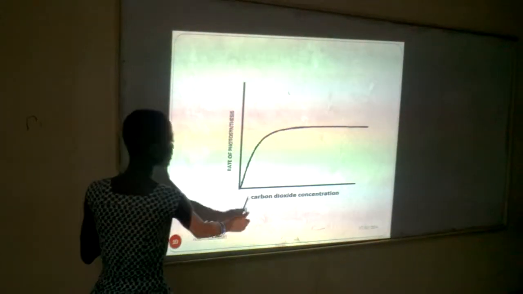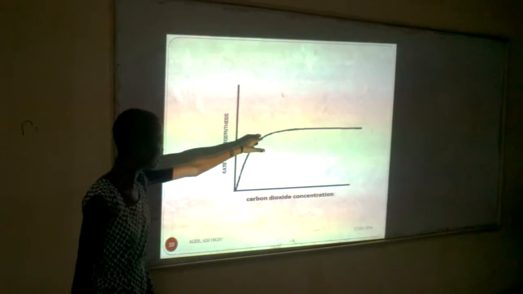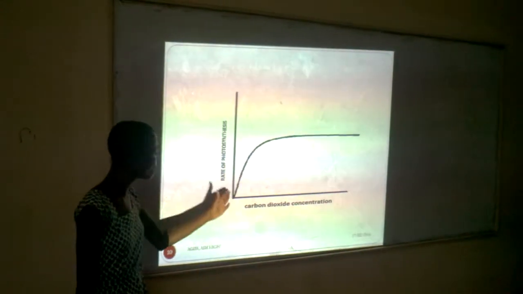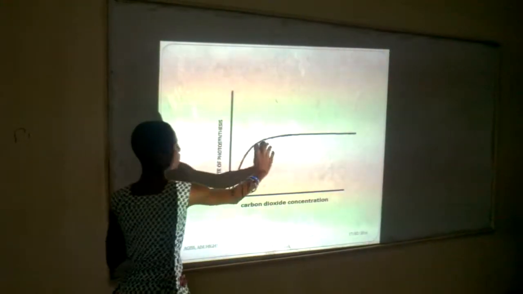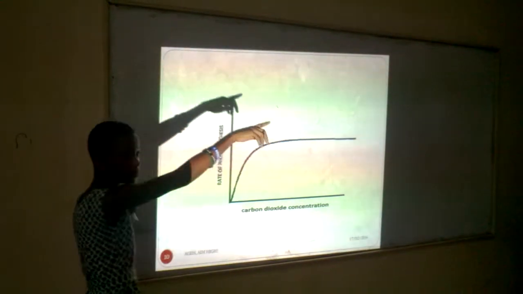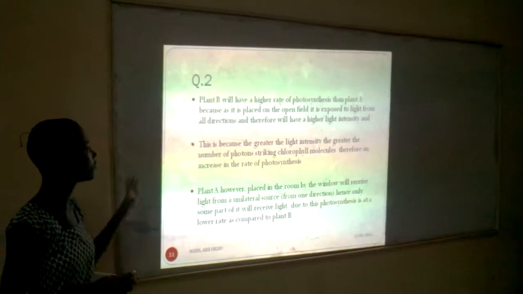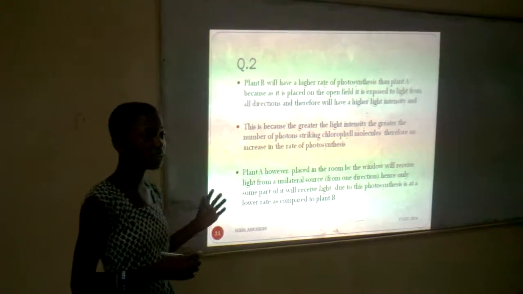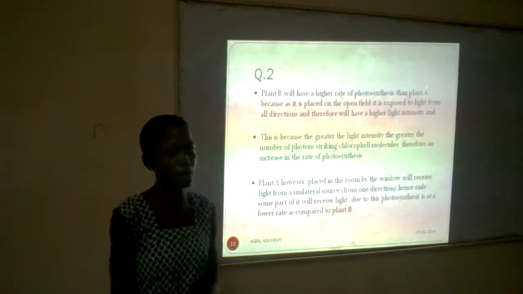So as the carbon dioxide concentration is increased, the rate of photosynthesis automatically increases and then becomes constant from this point only. Now we move on to the second question, which will be presented by Deborah Sachi. Thank you very much.